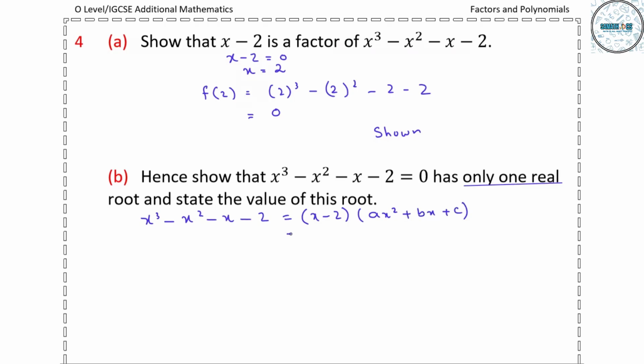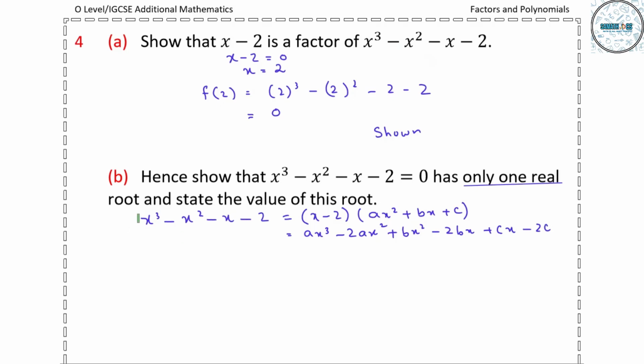Now we have to simplify. x multiplied by ax squared is ax cubed. Minus 2 multiplied by ax squared is minus 2ax squared. x multiplied by bx is plus bx squared. Minus 2 multiplied by bx is minus 2bx. x multiplied by c is cx. And minus 2 multiplied by c is minus 2c.